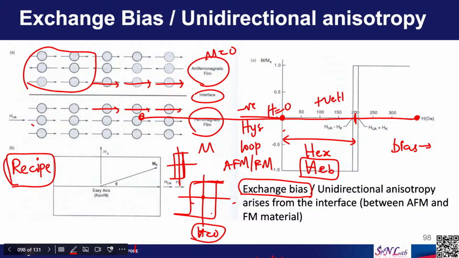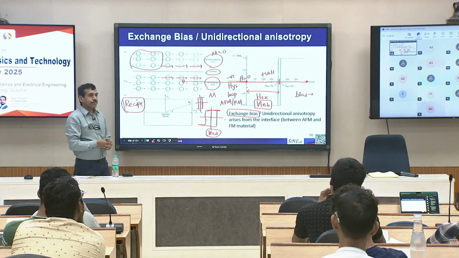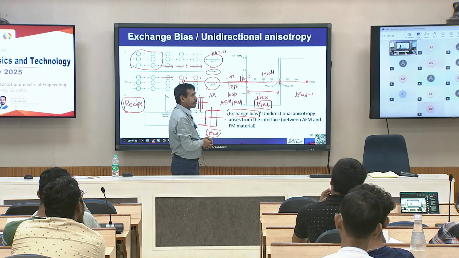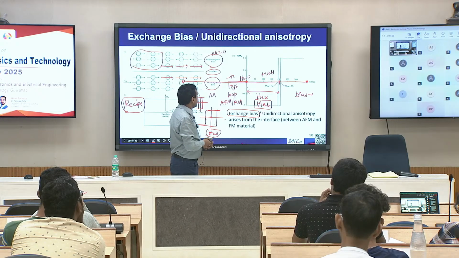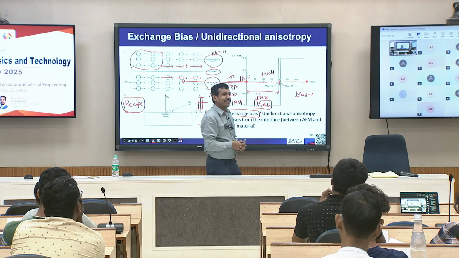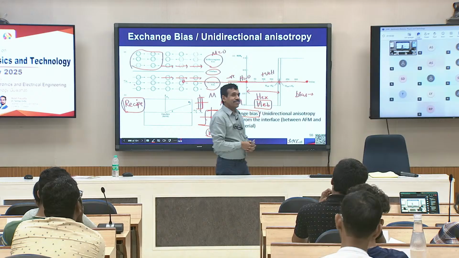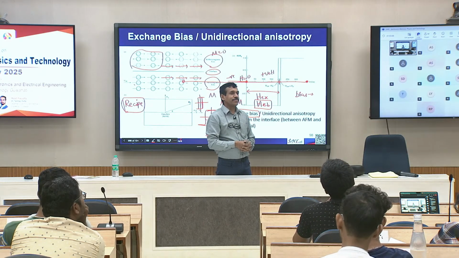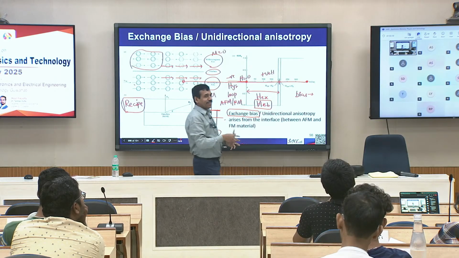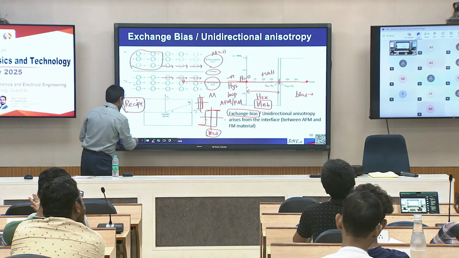A very important difference you should be able to see: non-zero magnetization at zero applied field. Non-zero magnetization when no external field is applied, H equals 0, only in the negative direction. That is the important point. Okay, so, let me erase this.